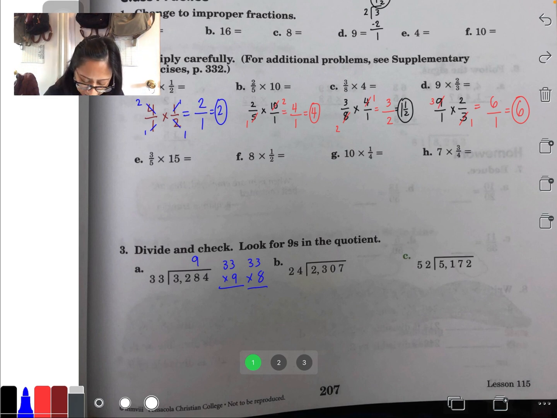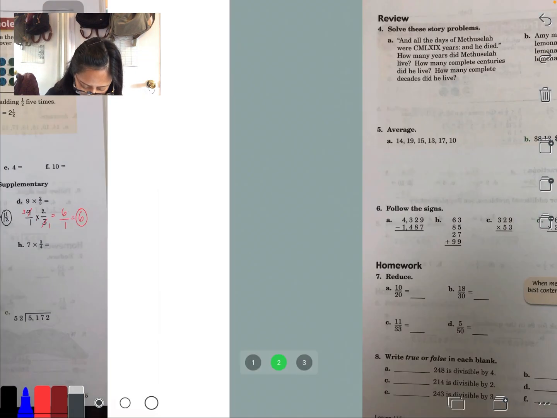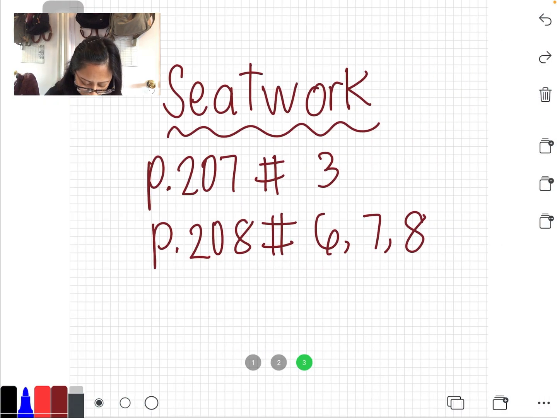All right, so that is page 207. And then seat work is the rest, 6, 7, and 8 in the back.